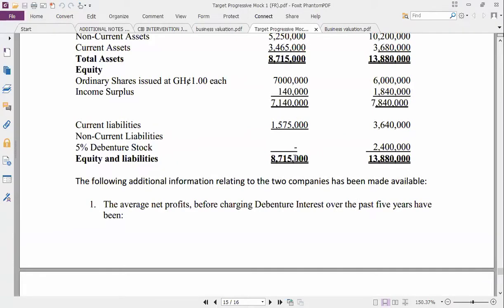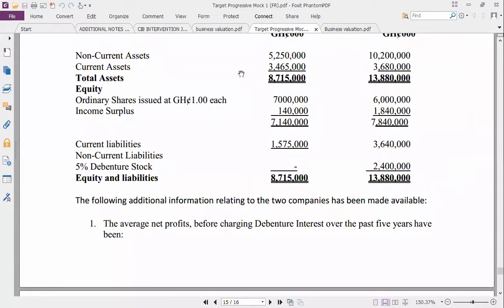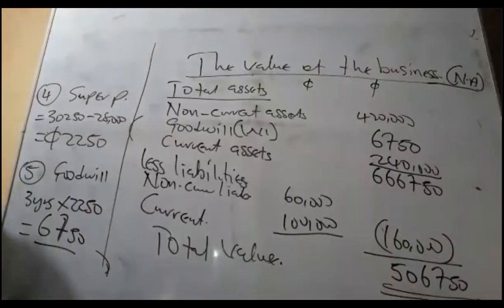First, let's calculate the goodwill. So first, get the capital employed as the steps that we went through to get the goodwill. So first, as you know, calculation of the goodwill. That's the first thing that we will do. Let's go to the steps. Do the working. The goodwill calculation.